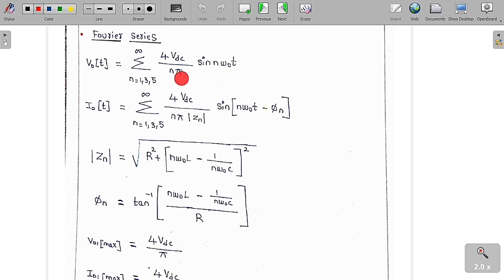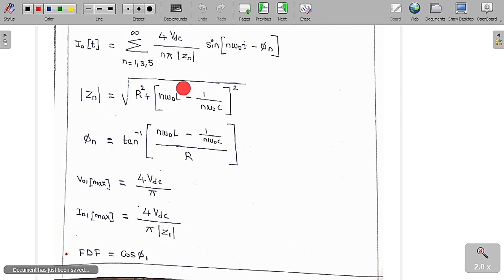So P per n is equal to 4 VDC by pi. Similarly, I want to find the maximum value of the fundamental component of the output current. Here, substitute n equal to 1, and we get 4 VDC by pi times the magnitude of Z1. The fundamental displacement factor is equal to cos of the phase angle between the fundamental output voltage and the fundamental output current, which is phi 1. So this is the phi 1 we are going to get.